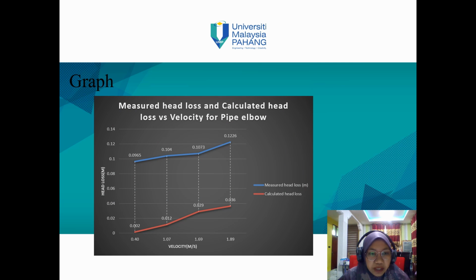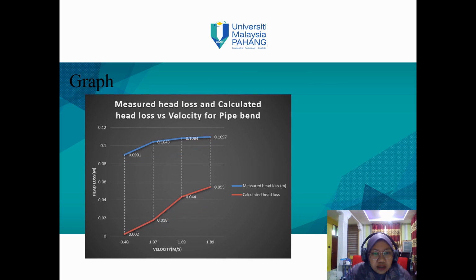We also compare the measured head loss and the calculated head loss versus the velocity. This is for the pipe elbow. It has the same trend line, which is increasing with the velocity. And then this is the measured head loss and calculated head loss versus velocity for the pipe bend.